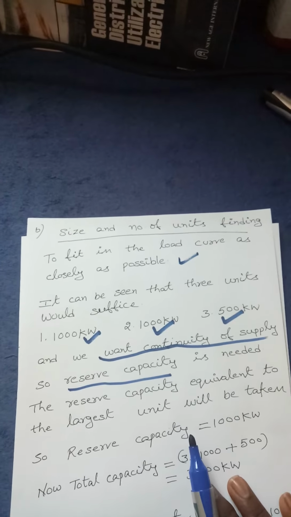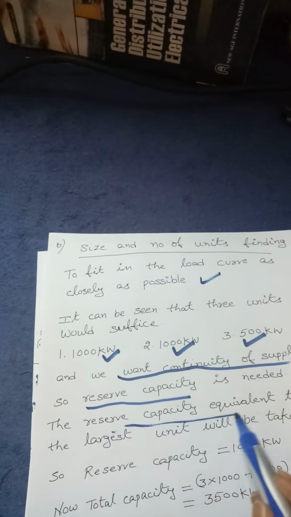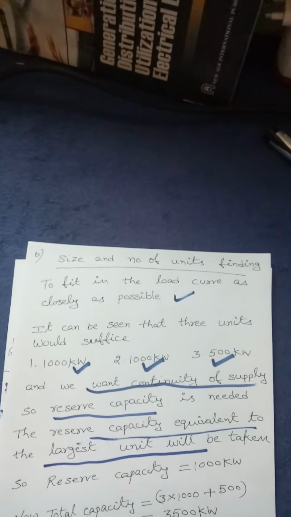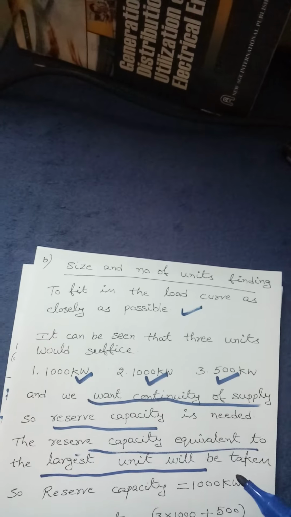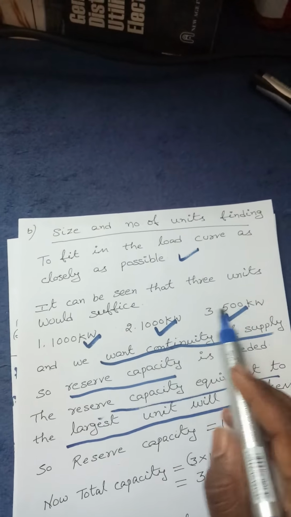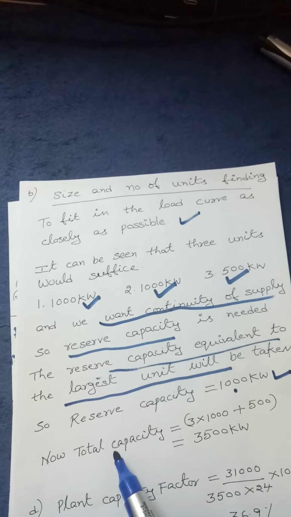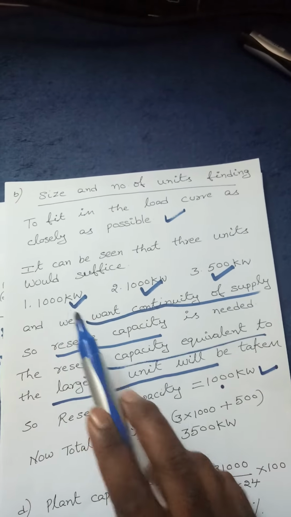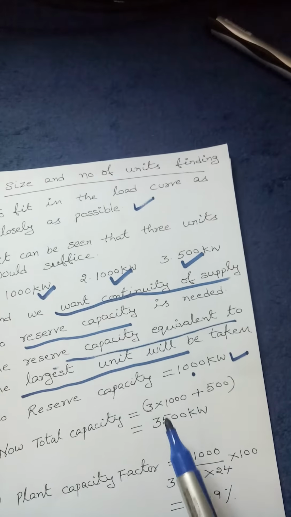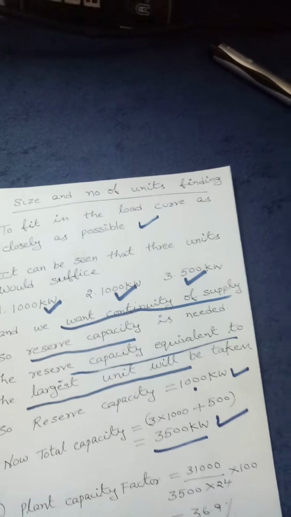So what is the reserve capacity equivalent to? The reserve capacity is equal to the largest unit which is there. What is the largest unit? Here 1000. So reserve capacity is 1000. So what is the total capacity now? Here 1000, 1000, 1000. So 3 of 1000s and plus 500. So the total capacity is 3500.